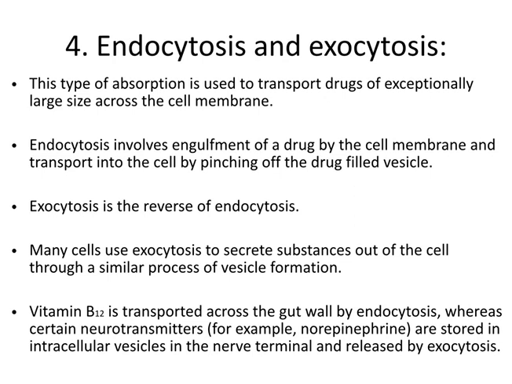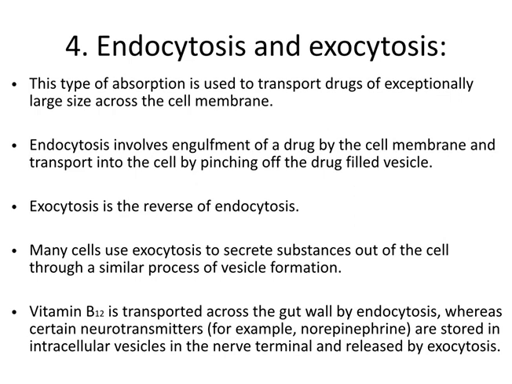The other methods of transport here are endocytosis and exocytosis. This type of absorption is used to transport drugs of exceptionally large size across the cell membrane. Endocytosis involves engulfment of drugs by the cell membrane and transport into the cell by pinching off of the drug-filled vesicles. Exocytosis is the reverse of endocytosis.